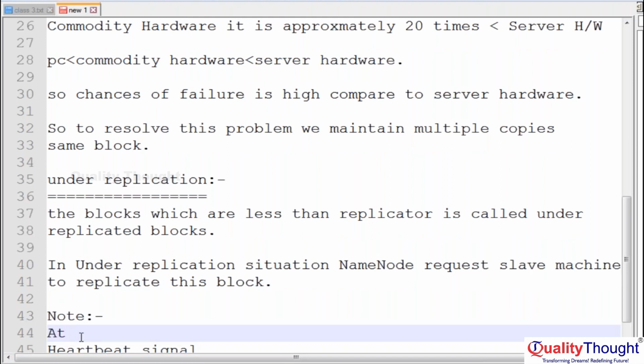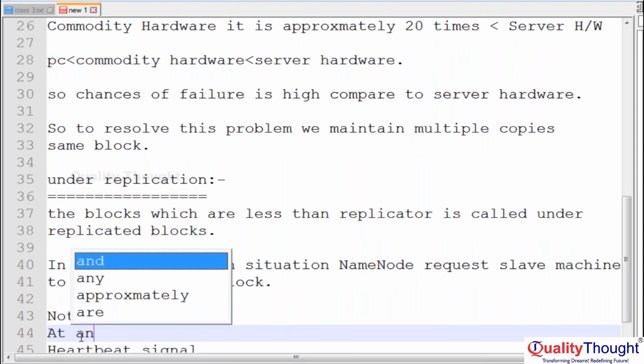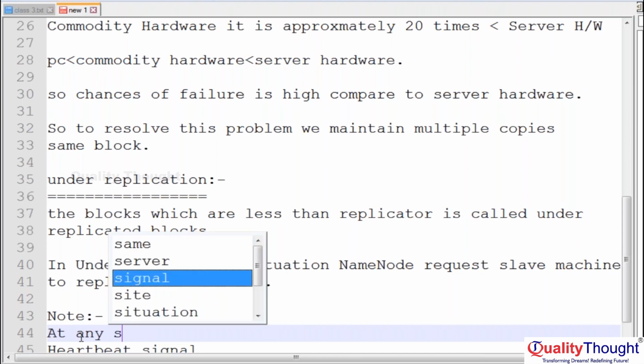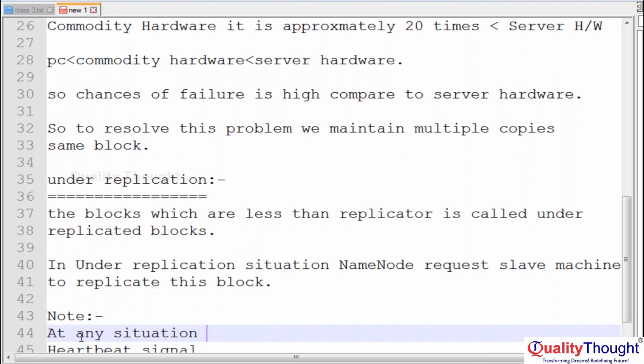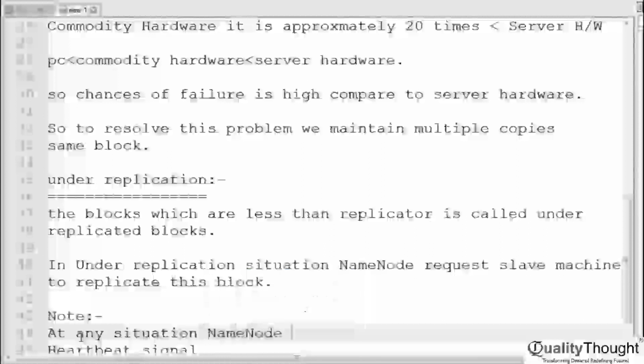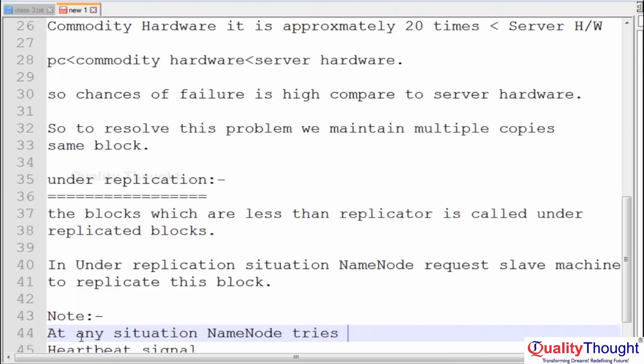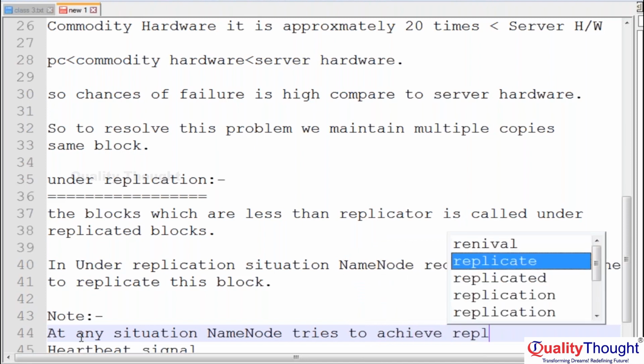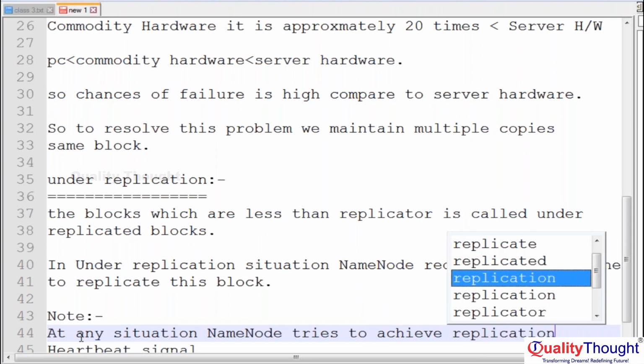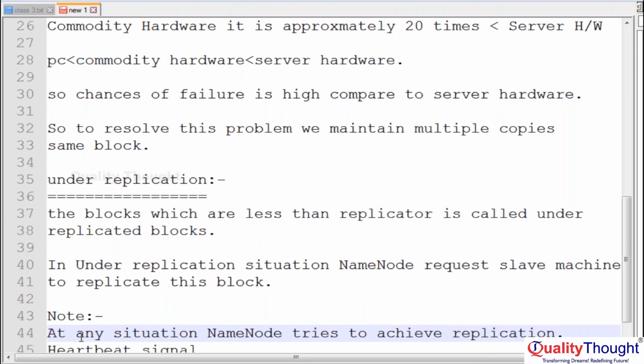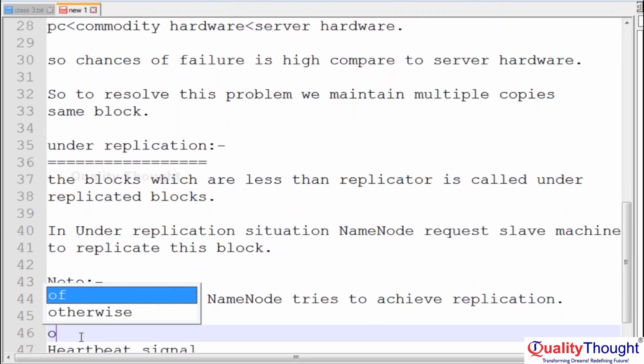One important note here: in an under replication situation, the name node tries to achieve the replication factor. First important point is that the name node tries to achieve the replication factor. Next, over replication.